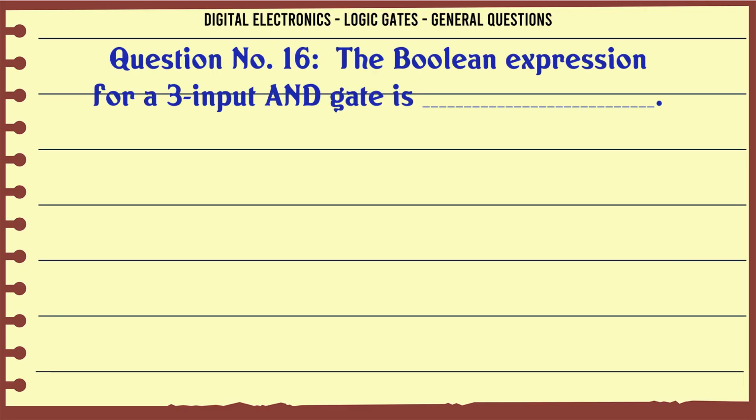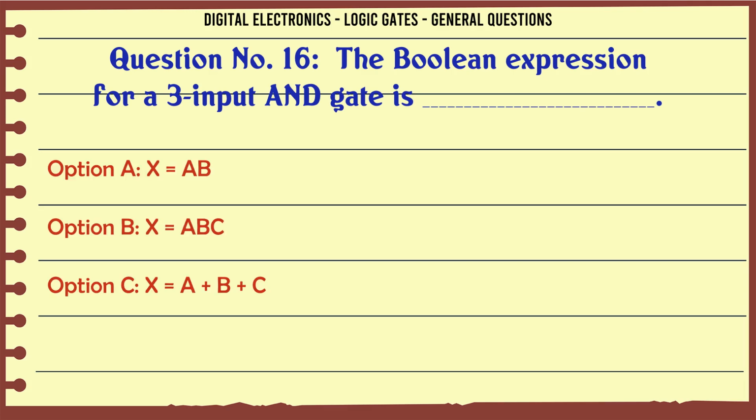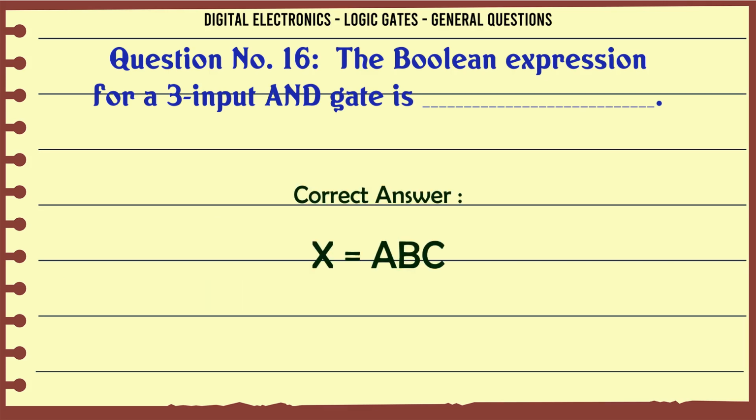The Boolean expression for a 3-input AND gate is: A) X=A+B, B) X=ABC, C) X=A+B+C, D) X=A+BC. The correct answer is X=ABC.